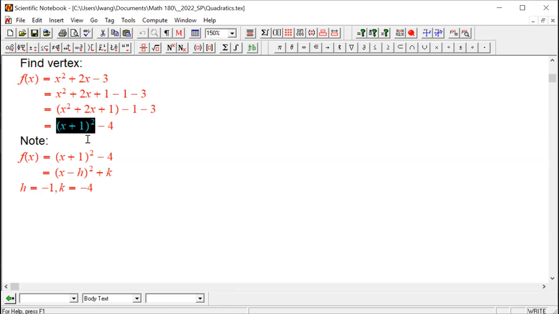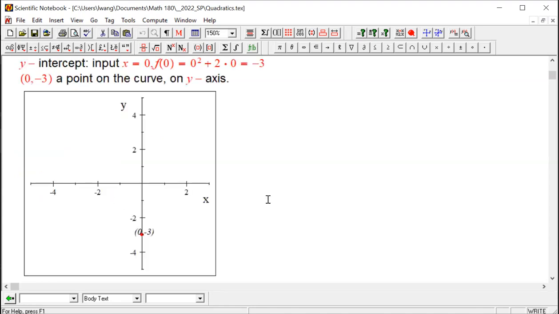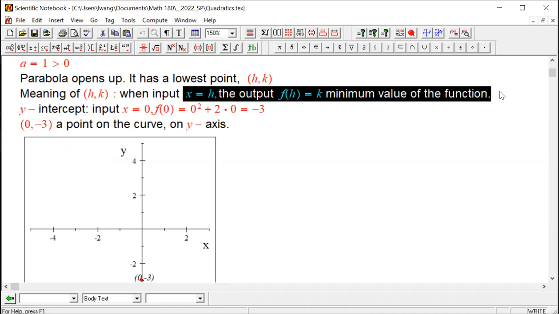The minimum value of (x + 1)² is greater than or equal to 0. As a result, f(x) will be at least 0 - 4, so the minimum value of the function is going to be -4. This also tells us that when (x + 1)² is equal to 0, the minimum value is achieved.